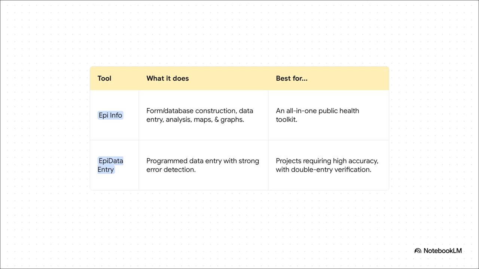So, let's look at a couple of the heavy hitters for data collection. You've got EpiInfo, which is kind of like a Swiss Army knife for public health. It helps you build your surveys, enter the data, and even map it out. Then you have Epidata Entry, which is more of a specialist. Its whole job is to make sure your data is super accurate. It even has this cool feature for double entry verification. That means two people type in the same data, and the software points out any place they don't match. It's an amazing way to catch typos right from the get-go.